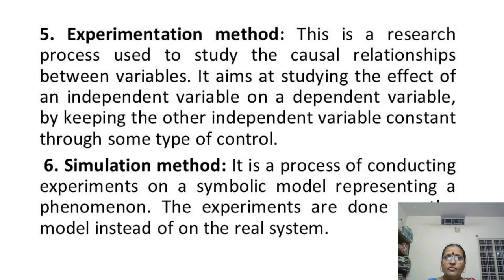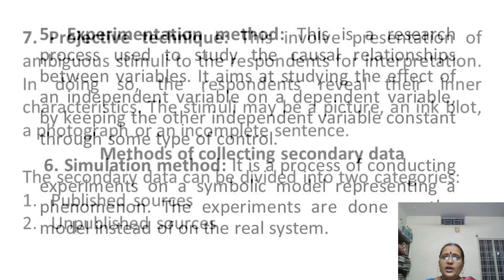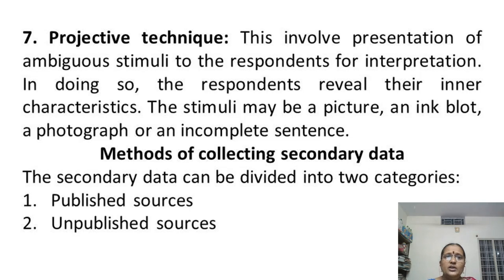It is a process of conducting experiments on a symbolic model representing a phenomenon. The experiments are done on the model instead of on a real system. And last one is the projective technique. This involves presentation of ambiguous stimuli to the respondents for interpretation. In doing so, the respondents reveal their inner characteristics. The stimuli may be a picture, an ink blot, a photograph, or an incomplete sentence. So these are all the seven methods for collection of primary data.